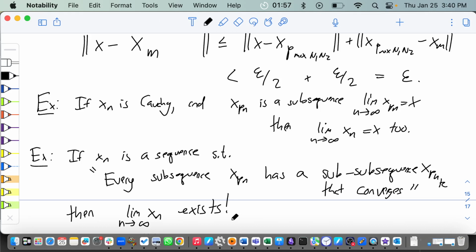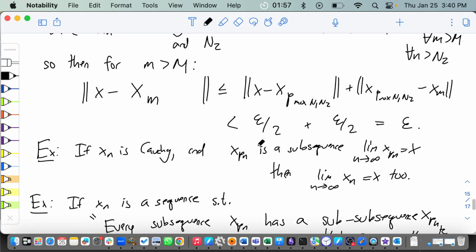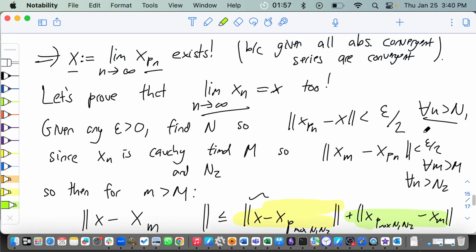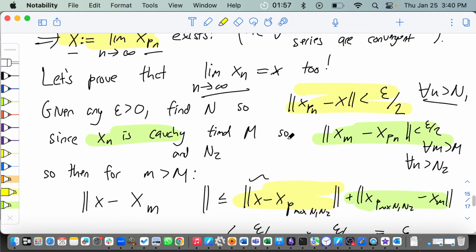Anything so far? Yeah. Is the epsilon over 2 because it's a Cauchy sequence? Yeah, so this epsilon over 2 was because the p_n's were converging to x. And this epsilon over 2 is because it was Cauchy. So we had two inputs, right? One was that the limit of the x_{p_n} is x, and the other input is that it was Cauchy. So we're combining the two things.